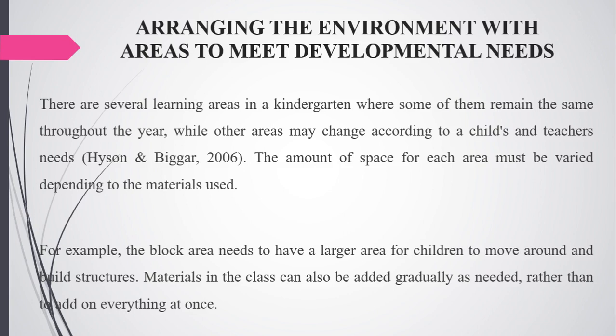Arranging the environment with areas to meet developmental needs. There are several learning areas in a kindergarten where some of them remain the same throughout the year, while other areas may change according to the child's and teacher's needs, according to Heysen and Beggar 2006. The amount of space for each area must vary depending on the materials used. For example, the block area needs a large space for children to move around and build structures. Materials in the class should also be added gradually as needed rather than all at once.